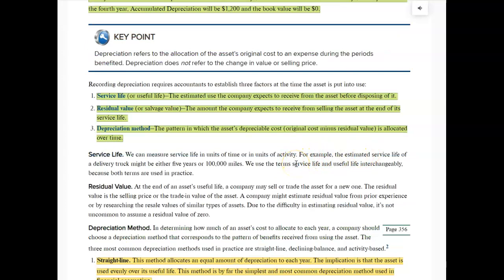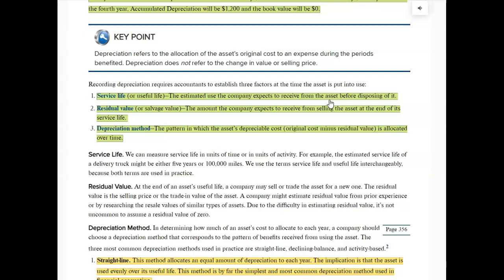Here's some terms we need to become familiar with as we start talking about how to calculate depreciation. Service life or useful life, the estimated use the company expects to receive from that asset before disposing of it. How long will this asset last this company? Some companies might have a longer life, they don't use the asset as much, but it's this company, like your company, how long do you think this asset will last? This is an estimate, so we're getting the estimates here. The residual value, what do you think you can receive from selling the asset at the end of its useful life, the service life? Again, this is an estimate.